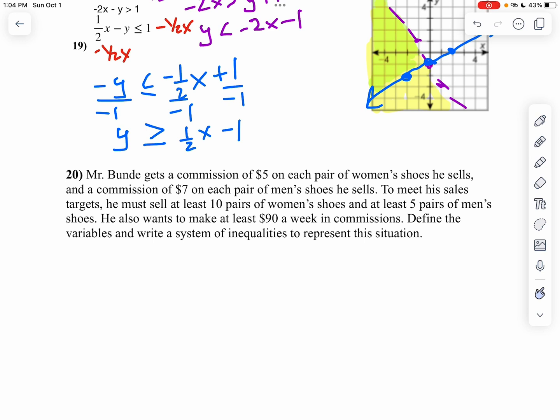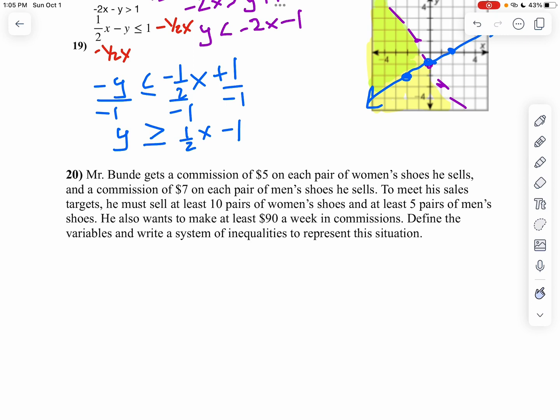It says Mr. Bundy gets a commission of $5 on each pair of women's shoes he sells, and he gets a commission of $7 on each pair of men's shoes he sells. I'm guessing he gets a higher commission on the men's because he sells more women's. And he sells less men's. To meet a sales target, he must sell at least 10 pairs of women's shoes and 5 pairs of men's shoes. He would like to make at least $90 in commission a week.